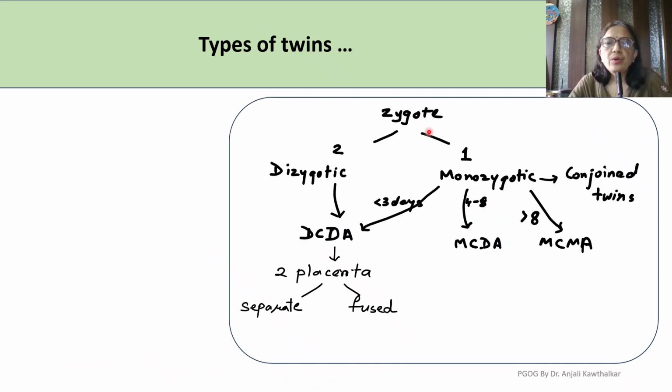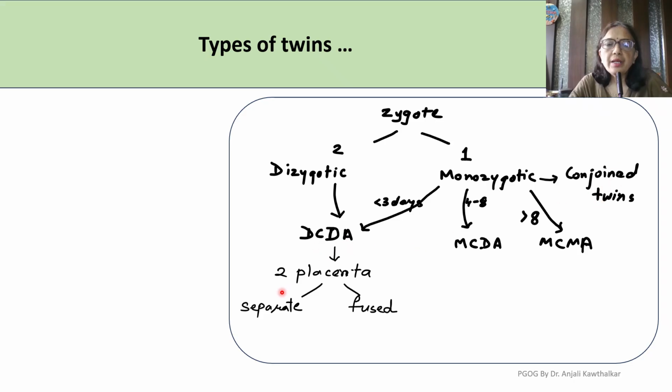So depending on the number of zygotes, two zygotes is dizygotic, single is monozygotic. Dizygotic is usually dichorionic diamniotic. We have already seen how it occurs. In monozygotic, if the fertilized ovum divides in less than 3 days, it leads to dichorionic diamniotic. If the fertilized ovum divides in a 4 to 8 days period, it leads to the formation of monochorionic diamniotic pregnancy, and greater than 8 days it will lead to monochorionic monoamniotic, and still after 13 days it will lead to the formation of conjoined twins.